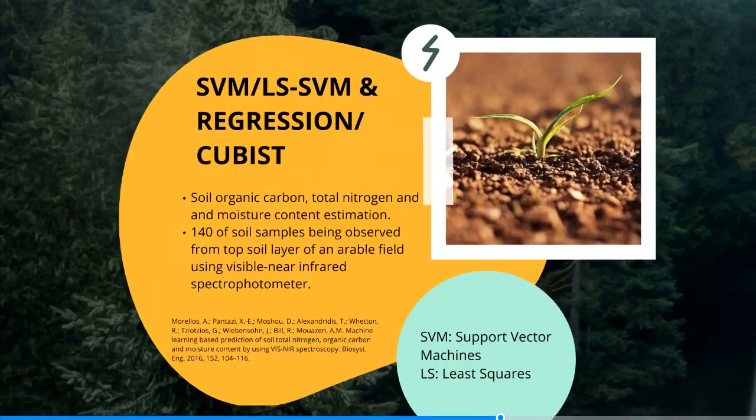Next, in the study of soil conditions, model trees with support vector machines and regression kriging are being compared and used to predict soil organic carbon, moisture content, and total nitrogen. A total of 140 soil samples is being observed from the topsoil layer of an arable field using a visible near-infrared spectrophotometer.